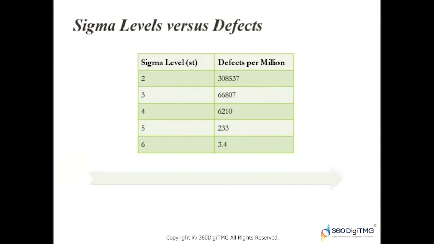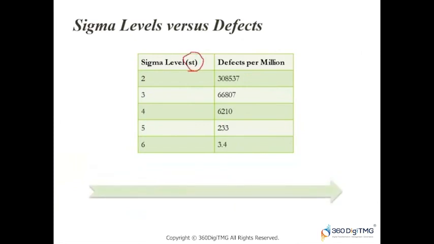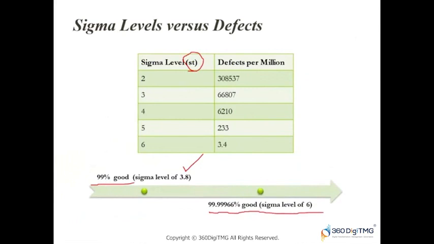By the way, ST stands for short term. We will discuss short term and long term when we discuss the measure phase. Until then, hold on to your horses. If you're operating at 3.8 sigma level, you would see 99% good things. But if you're operating at 6 sigma level, you'll see 99.99966% good things. That's the difference. Though in percentage terms you might feel there's not a lot of difference, look at the numbers.